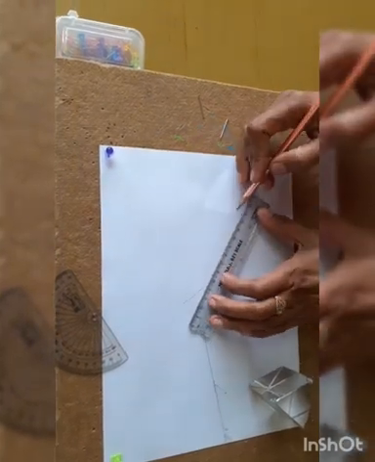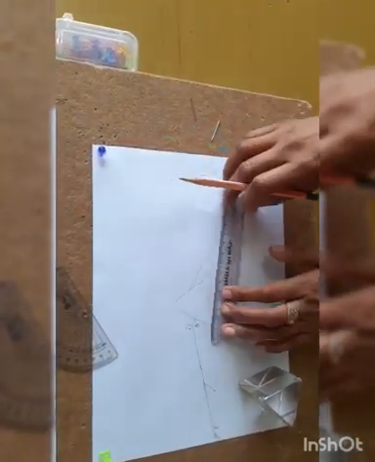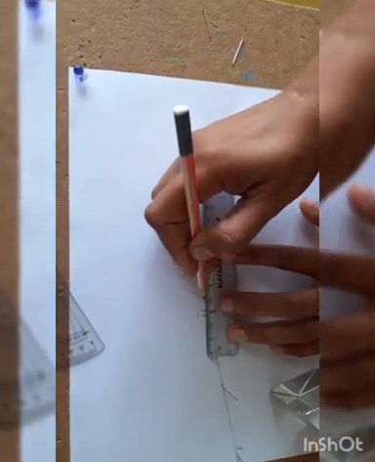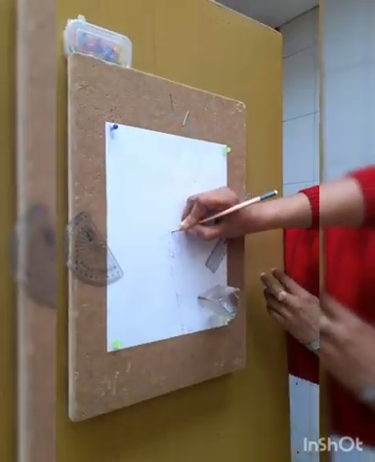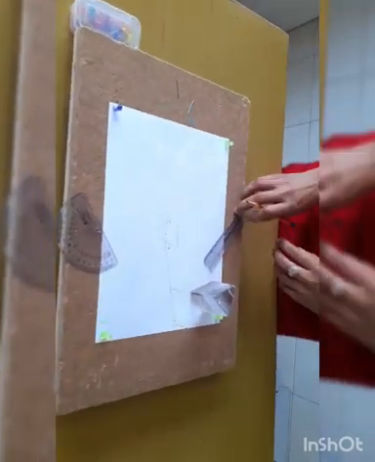Now we'll remove these pins and join these 2 positions to mark the ray, and then remove the prism. So this line will represent the emergent ray. This line will represent the refracted ray. So for PQRS, QR will be the refracted ray and RS will be the emergent ray.